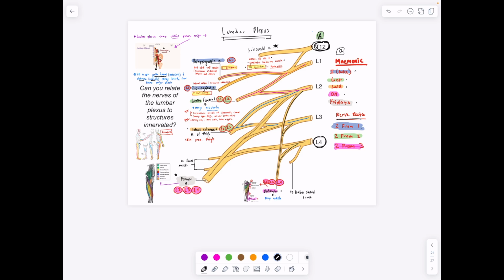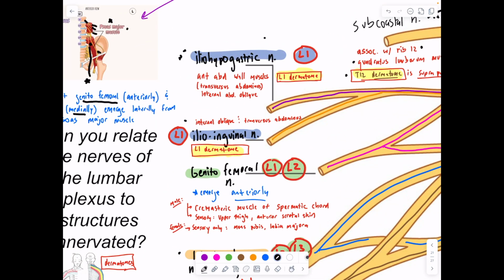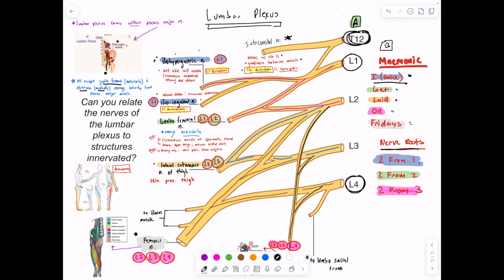Then to our mnemonic, I twice get laid on Fridays. The I twice stands for iliohypogastric and ilioinguinal, and then 2 from 1: both of these, so two of them, are getting innervated from L1. Both of them are innervating the same thing, the anterior abdominal wall muscles, the transversus abdominis and the internal oblique. So the iliohypogastric and ilioinguinal nerves do that, and again, that's I twice and 2 from 1.